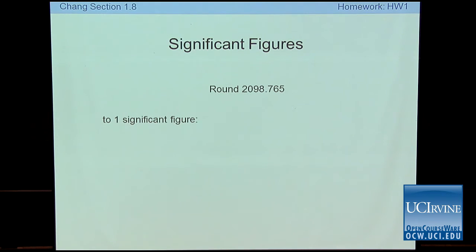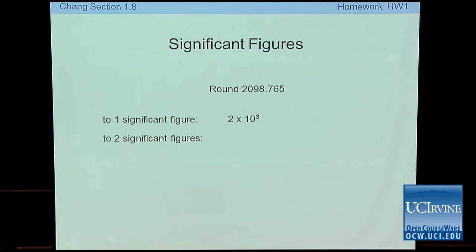You have to use scientific notation here. Otherwise, you will not be able to do it. 2 times 10 to the third. Right? 2 times 10 to the third. All of these numbers disappear except for the 2, because I'm rounding to one significant figure. What happens if the question says 2 significant figures?